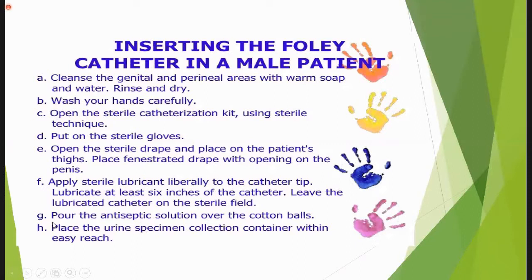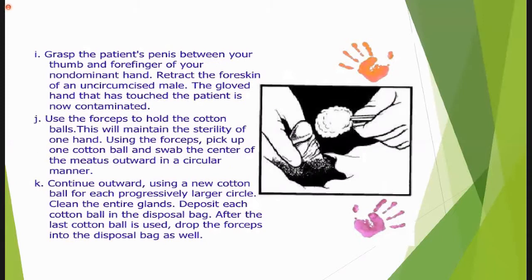Okay, and leave the lubricated catheter on the sterile field. Pour the antiseptic solution over the cotton balls and place the urine specimen collection container within easy reach. Okay. Now the procedure. Grab the patient's penis between the thumb and forefinger of your non-dominant hand.